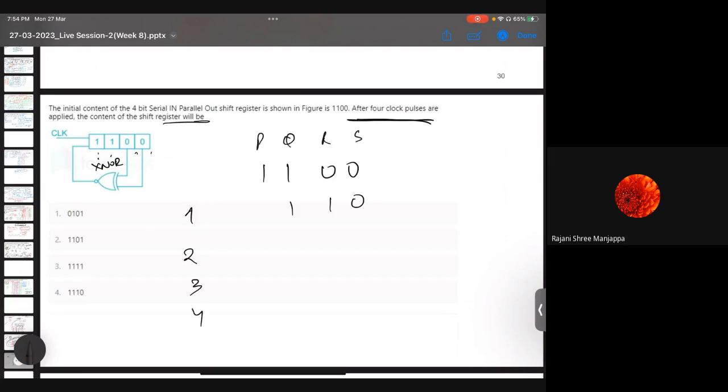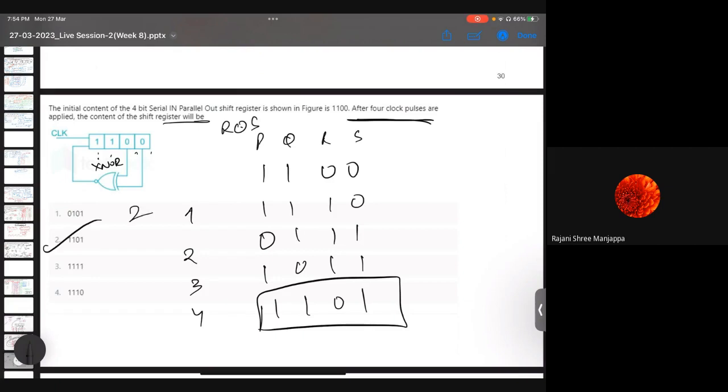Let's call our bits PQRS. It is R XNOR S. 0 will give 1, 111, 0, 0, 1, 1, and 1, sorry, 101, it will give 1. So the output is 100. Is it fine?